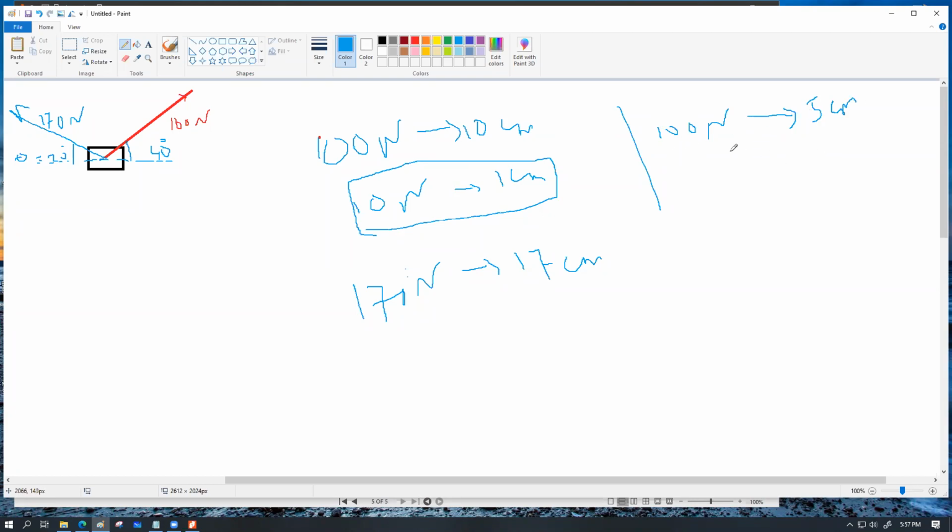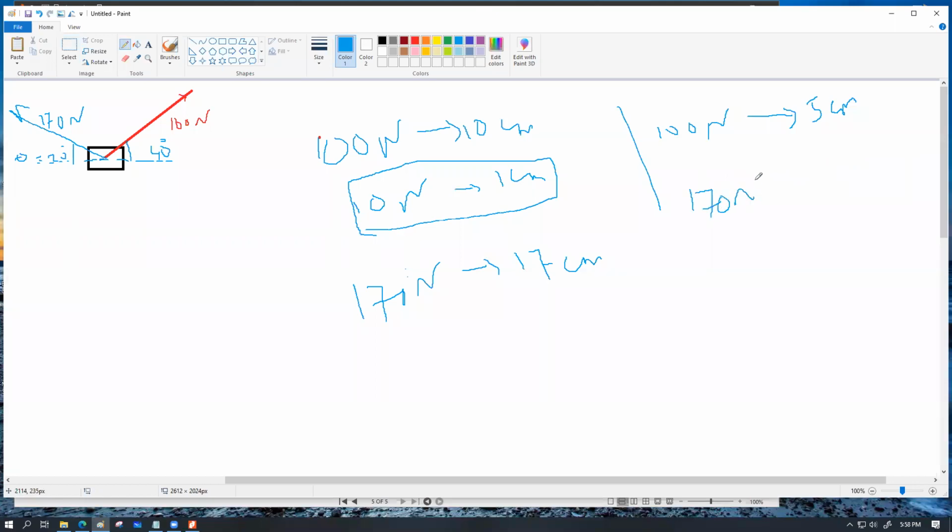If this is the case, let's just calculate how much it should be. So for every centimeter, just a continuation from this number, tell me in the comment section below, what should we label for this case? I mean, 100 Newton represented by 5 centimeter, or if we reduce it by 2. So 100 Newton is represented by 5 centimeter. So how much should we require to represent 170 Newton?